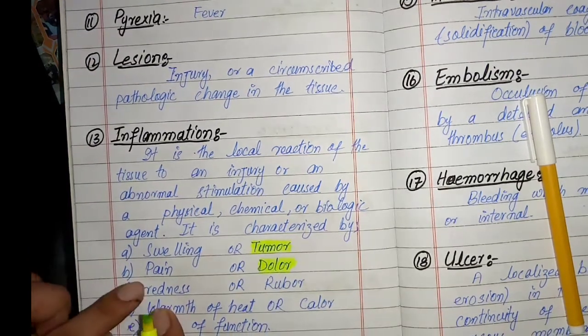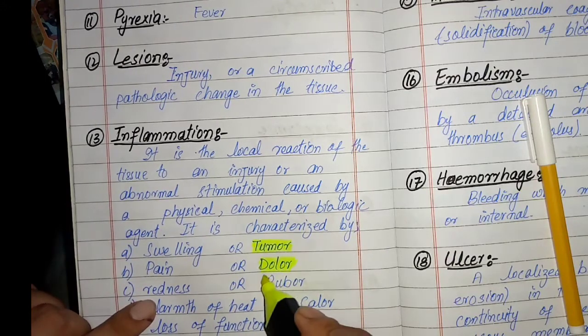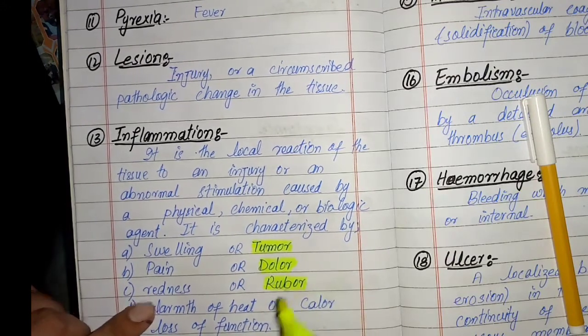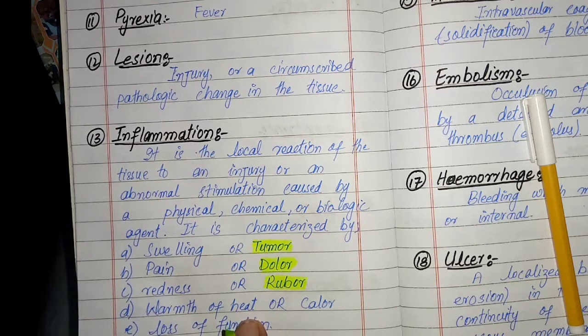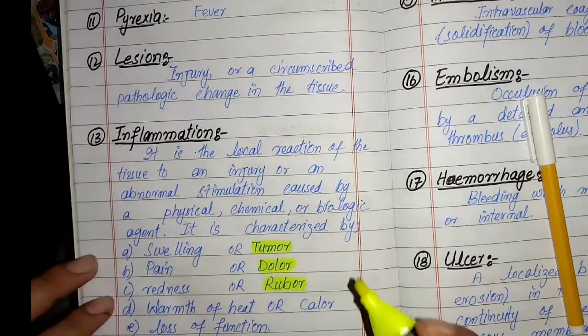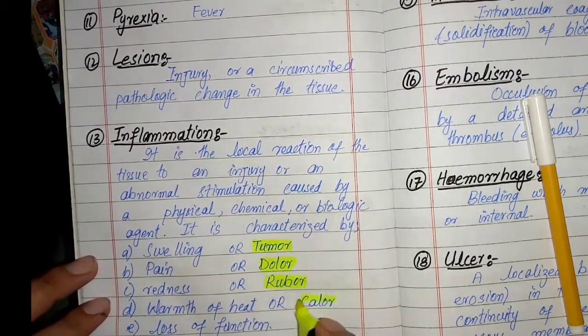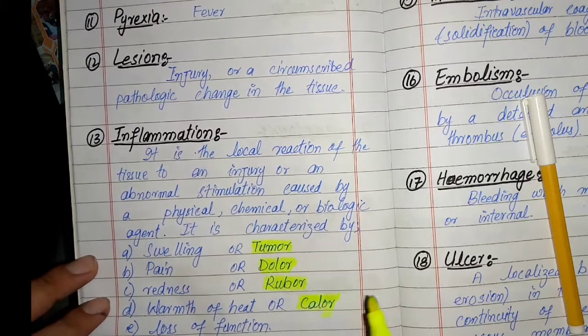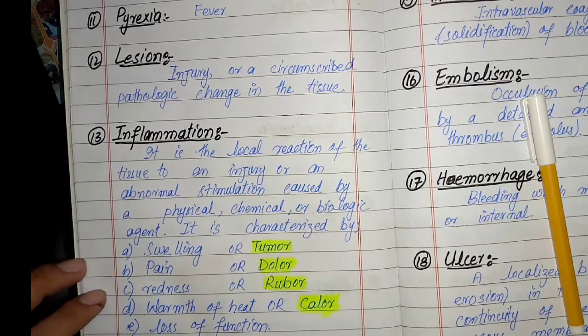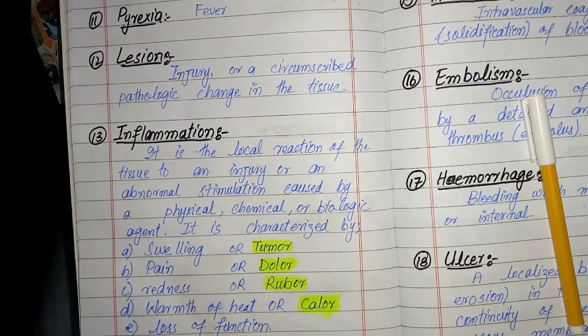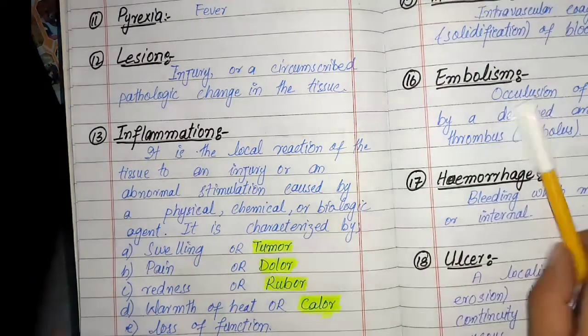And redness: it would have redness, and redness is called rubor, right? And warmth or heat is called calor. These terms are very important for MCQs, right? And loss of function: that tissue also loses its function.